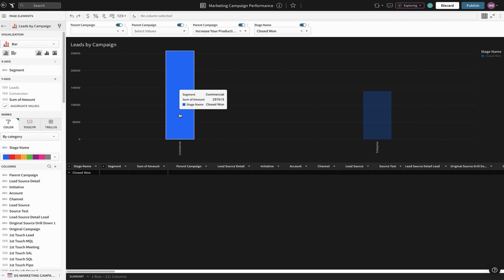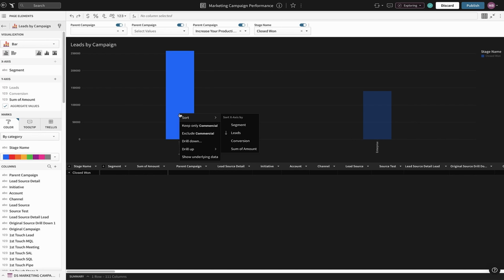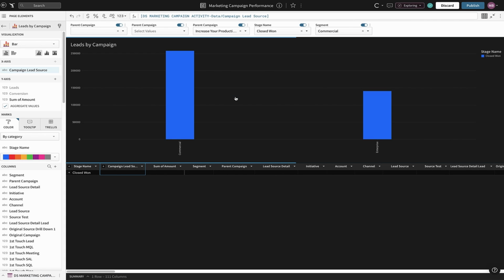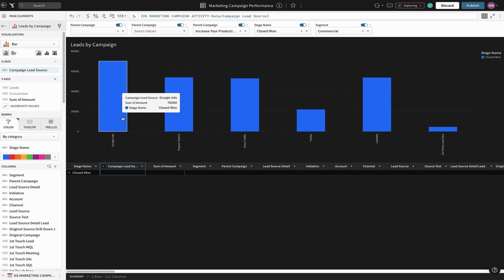Let's see if we can find our best source of leads. We will drill down on the commercial segment to answer this final question. We can see that the best source for the campaign are Google Ads. This is where we should be allocating more budget for commercial targets for this campaign.